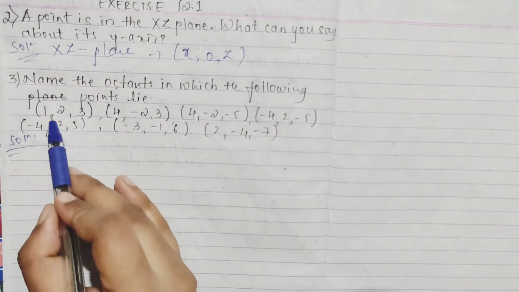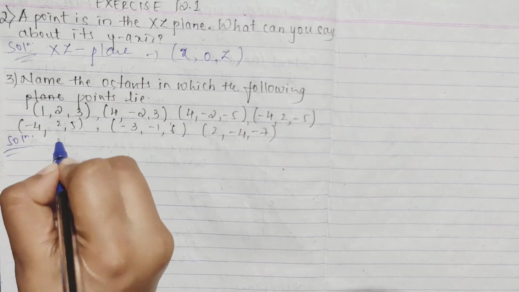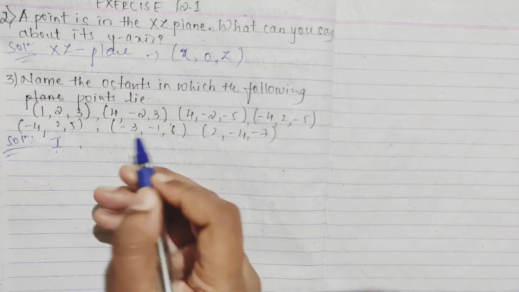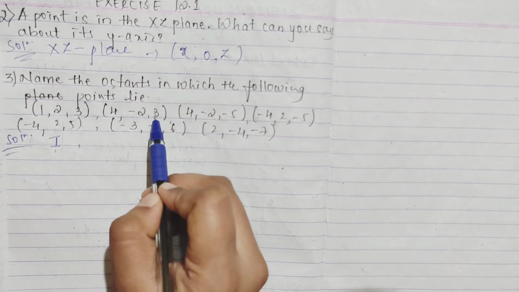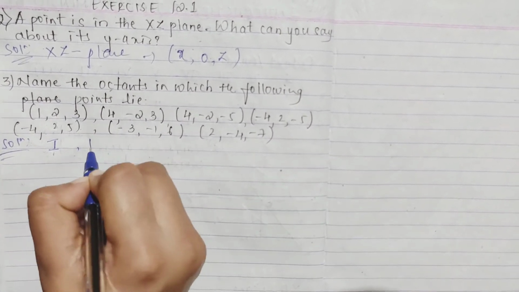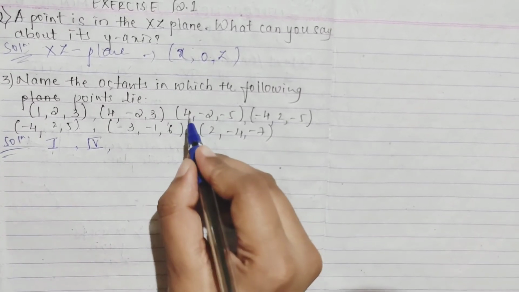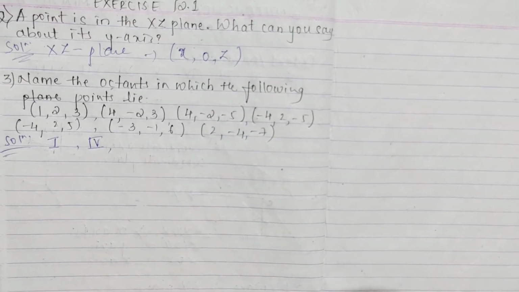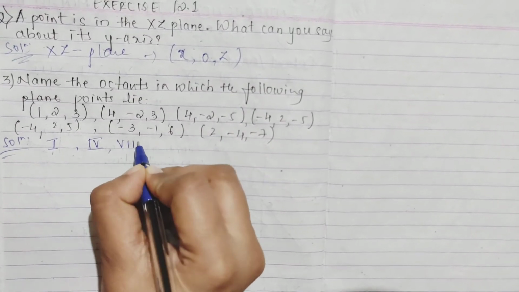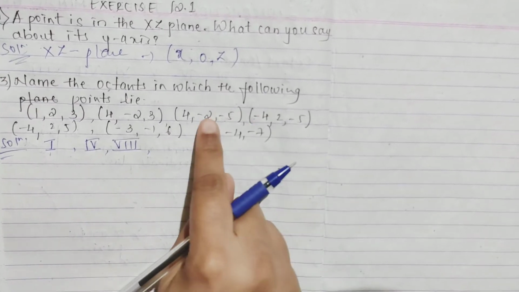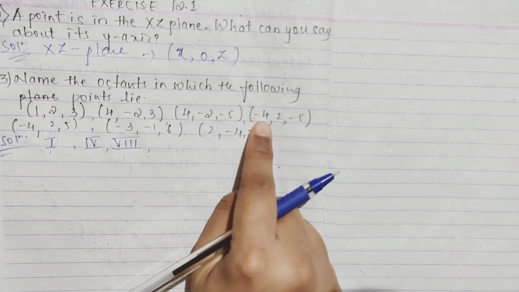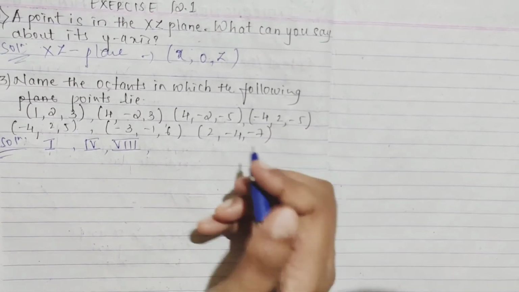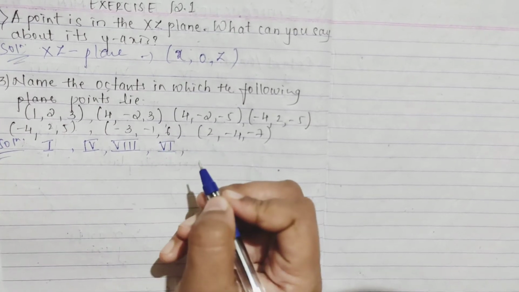So you can see the first is 1, 2, 3. Obviously it lies in your first octant only. 3 is also positive. Second they have given 4, -2, 3. 4, -2, 3 comes under your fourth octant. Third is your 4, -2, -5. 4, -2, -5 comes under your eighth octant. Now comes your -4, 2, -5. Yes, -4, 2, -5 comes under your sixth octant.